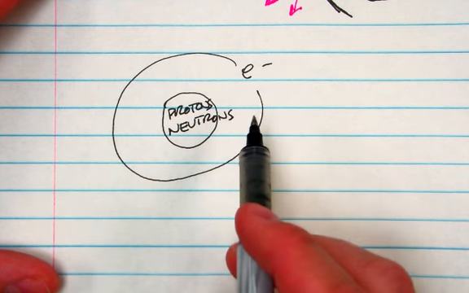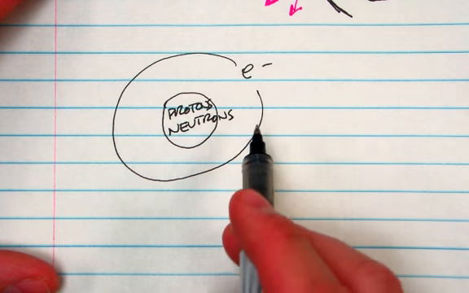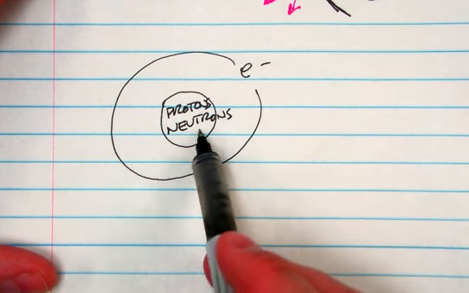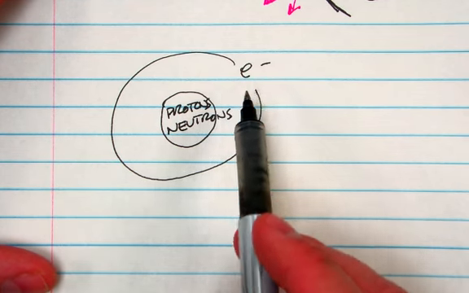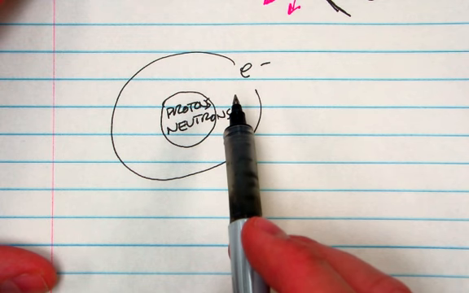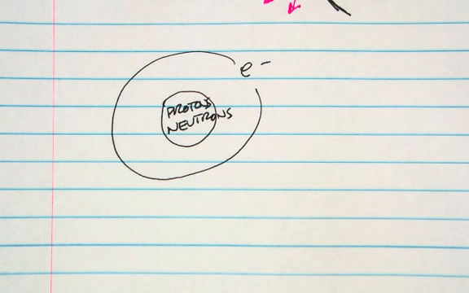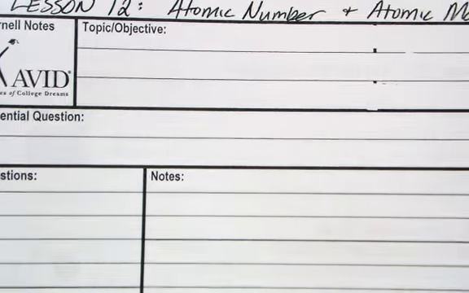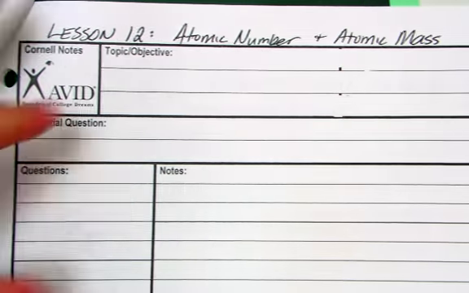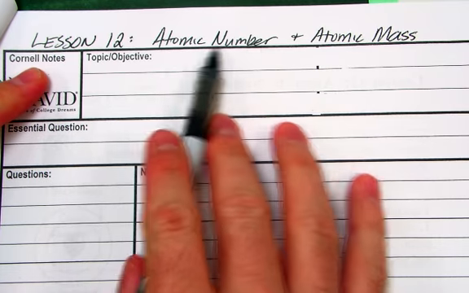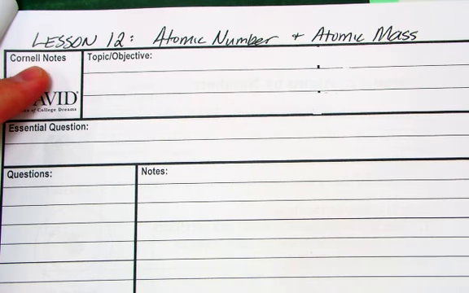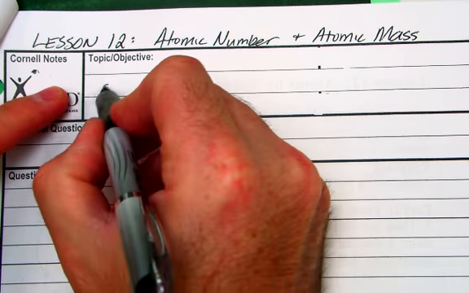So what we're going to do now is we're going to take a few notes on the structure of the atom, some different properties of protons, neutrons, and electrons. And we're going to then talk about how do you find those out. So go ahead and we're going to take some notes on your Cornell note sheet of paper right now. Okay? So here we go. We've got our Cornell notes, and we have our title of our lesson 12 is about the atomic number and the atomic mass. And so our topic is going to be structure of the atom.